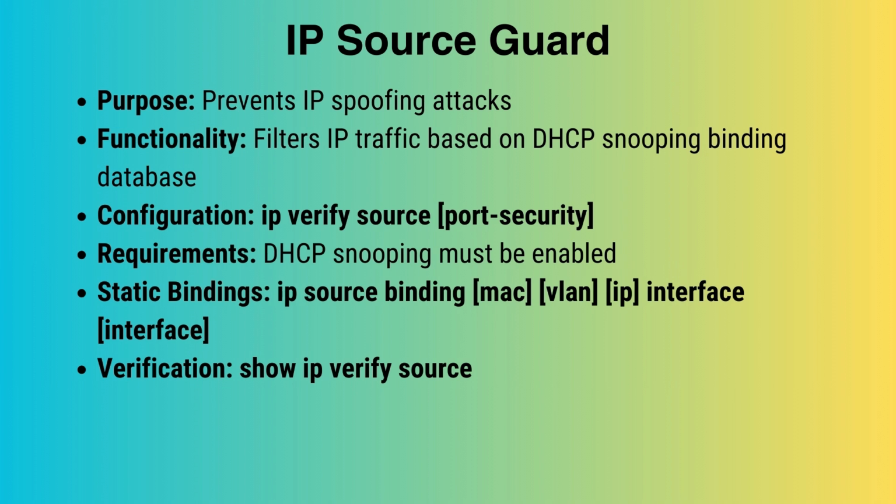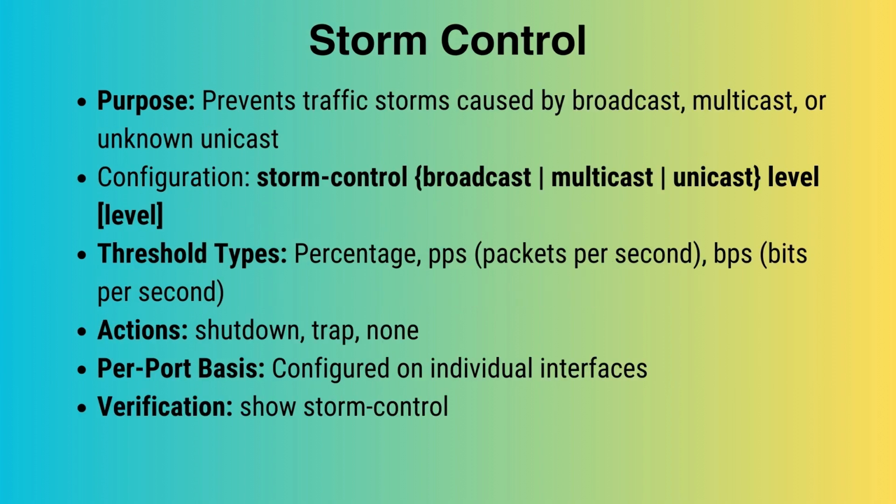To enable IP Source Guard, use the ip verify source command. For static IP addresses, you can manually add entries to the binding table using the ip source binding command. IP Source Guard helps maintain network integrity by ensuring that devices use only their assigned IP addresses. This prevents attackers from spoofing IP addresses to gain unauthorized access or disrupt network operations.